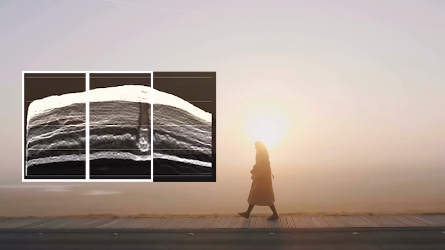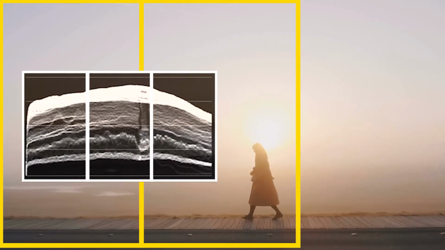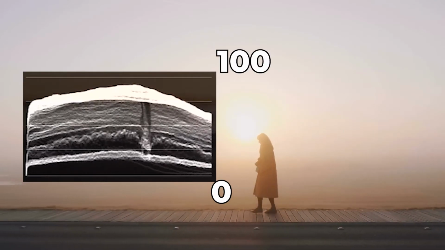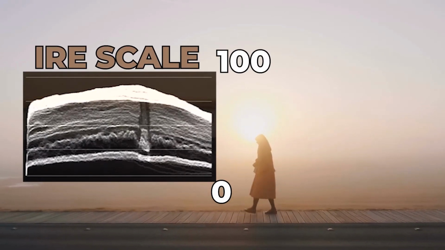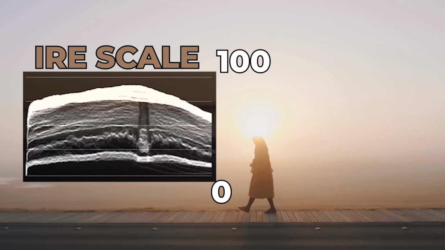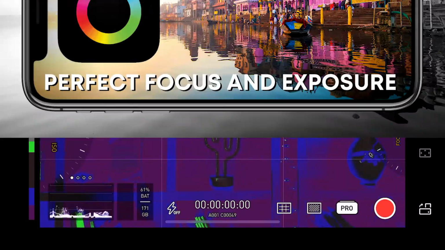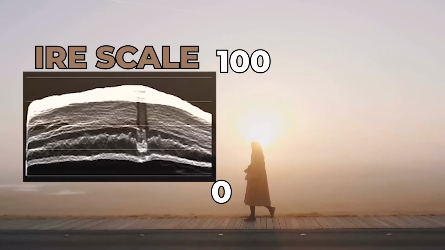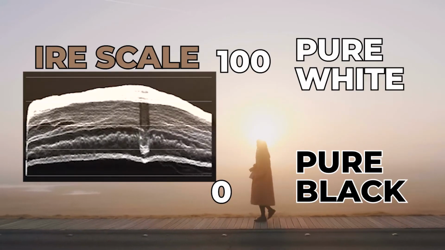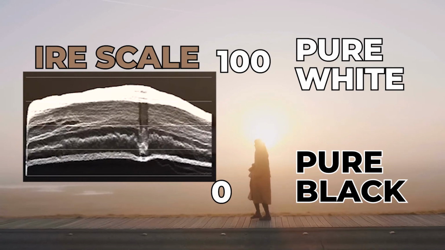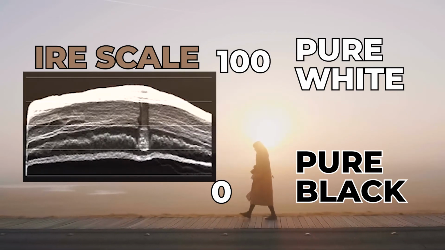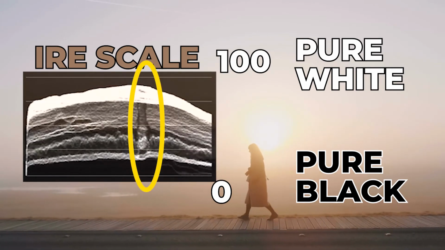The left, middle, and right represent the left, middle, and right of your image. The scale is also 0 to 100 on the graph, similar to what we covered in Protake's false color analytics. If you haven't already seen this video, check it out here. It's worth the look. 0 is pure black and 100 is pure white. This makes it easy to see, number 1, if you're clipping, and number 2, where in the image that's happening.